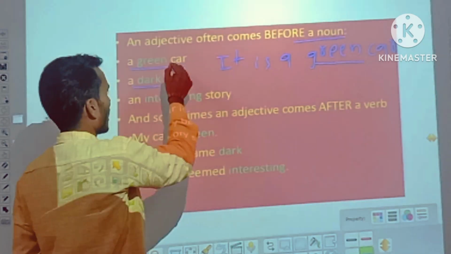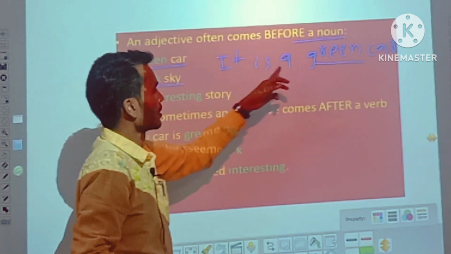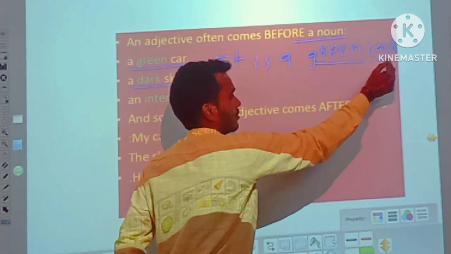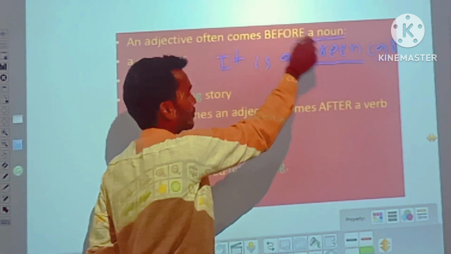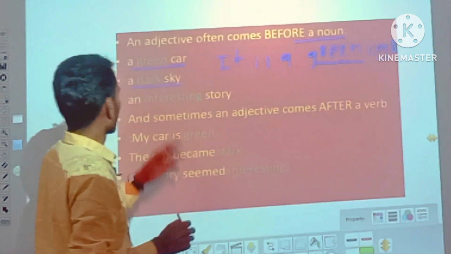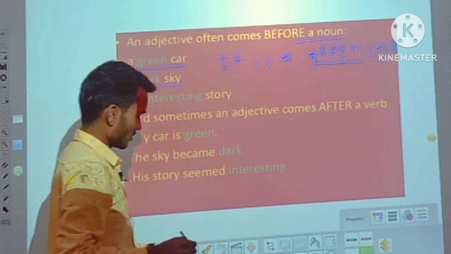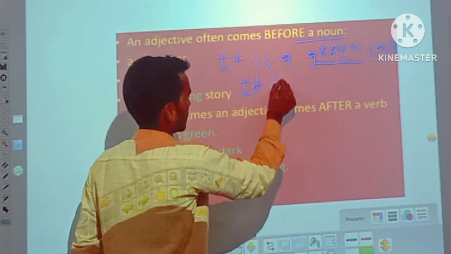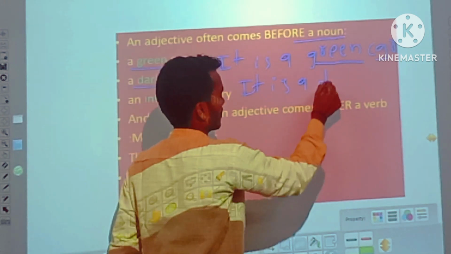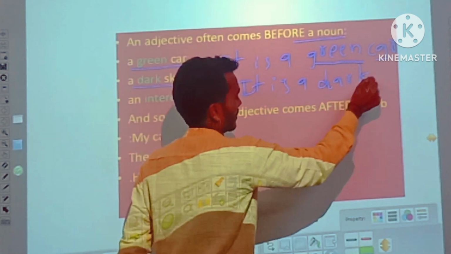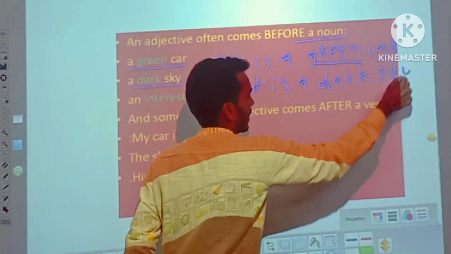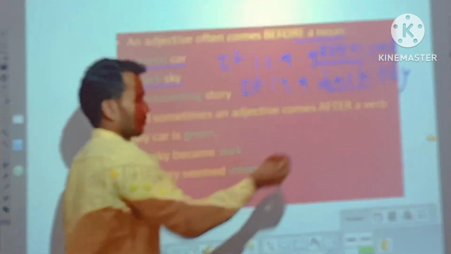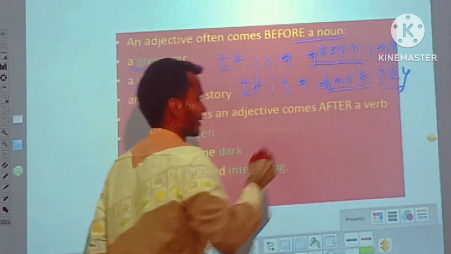Here car is the noun. It is a green car. Here car is a noun and the adjective is used before the noun, right? Then it is a dark sky. Here dark is an adjective used before the noun. The noun here is sky, right?